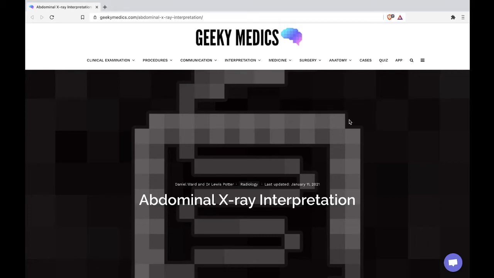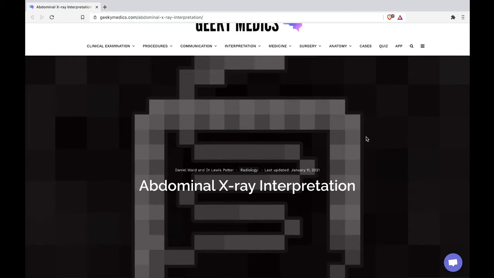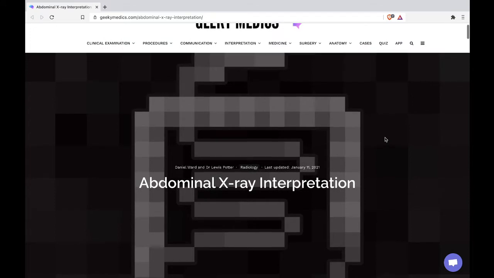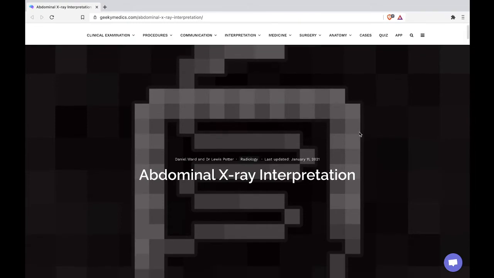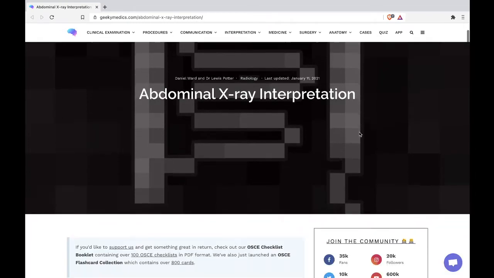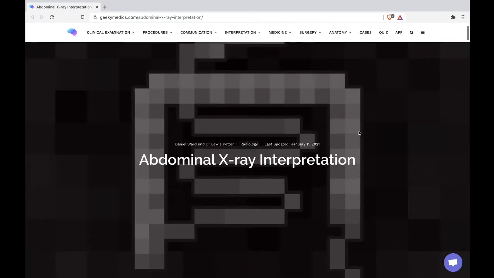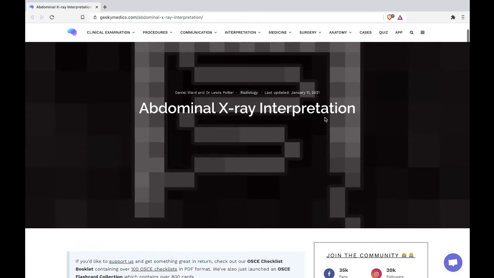Hello everyone, so our goal for this video is to find out a systematic way to interpret abdominal x-rays, because usually we interpret chest x-rays systematically using the ABCDE approach. However, when it comes to abdominal x-ray, I find that I can't do it systematically, so I'm trying to find a systematic way. So here's Geeky Medics Abdominal X-ray Interpretation, written by Daniel Ward and Dr. Lewis Potter.